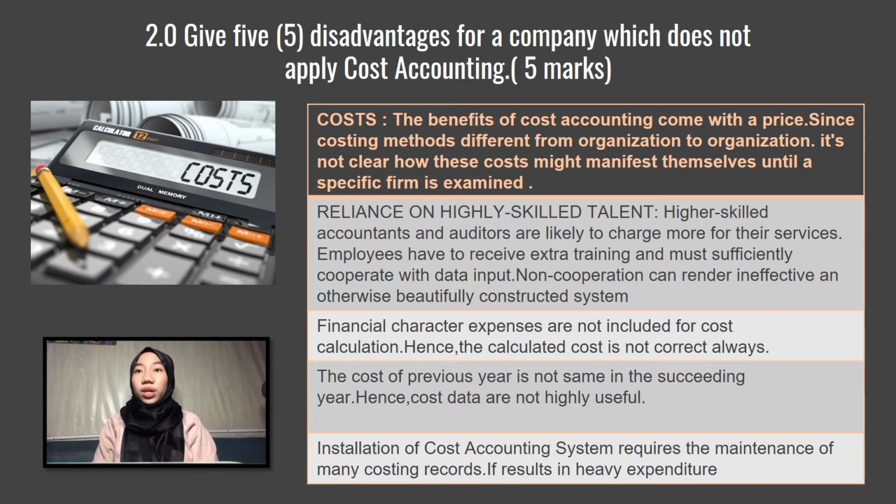Second, reliance on highly skilled talent. Higher skilled accountants and auditors are likely to charge more for their services. Employees have to receive extra training and must sufficiently cooperate with data input. Non-cooperation can render ineffective an otherwise beautifully constructed system. The third, financial character expenses are not included in cost calculation, hence the calculated cost is not always correct.